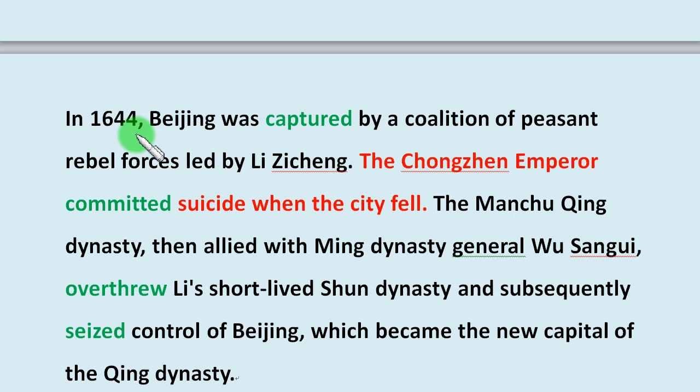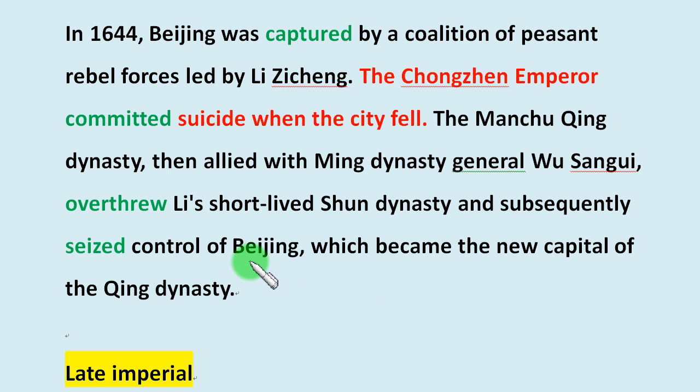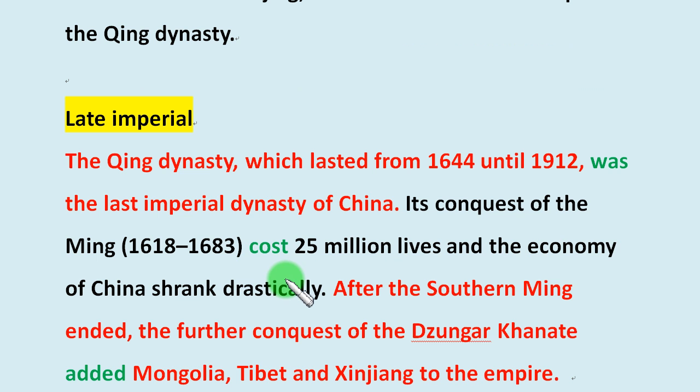In 1644, Beijing was captured by a coalition of peasant rebel forces led by Li Zicheng. The Chongzhen Emperor committed suicide when the city fell. The Manchu Qing Dynasty, then allied with Ming Dynasty General Wu Sangui, overthrew Li's short-lived Shun Dynasty and subsequently seized control of Beijing, which became the new capital of the Qing Dynasty.